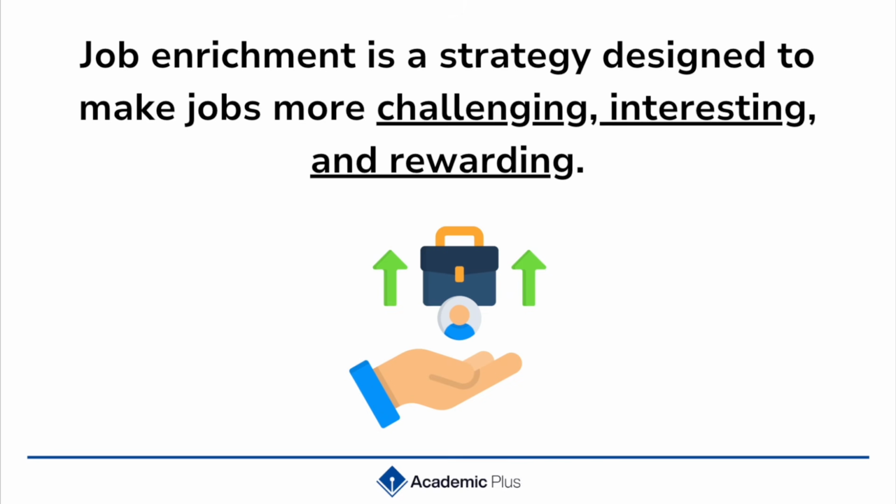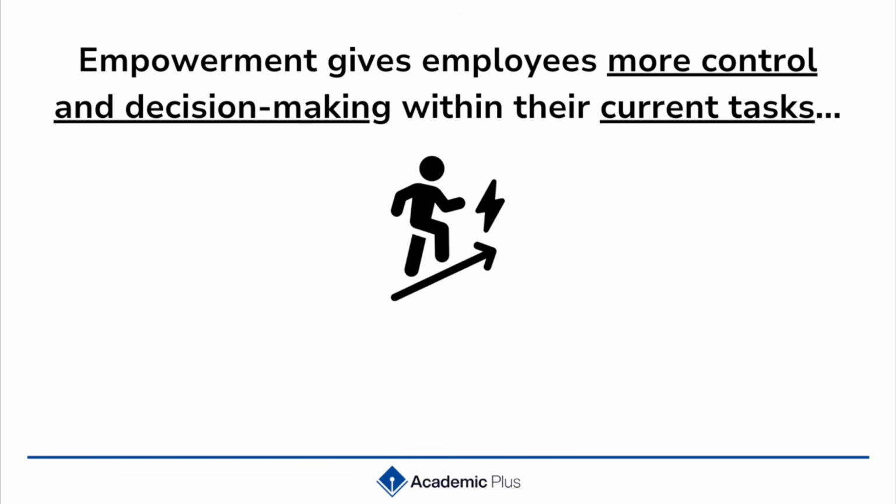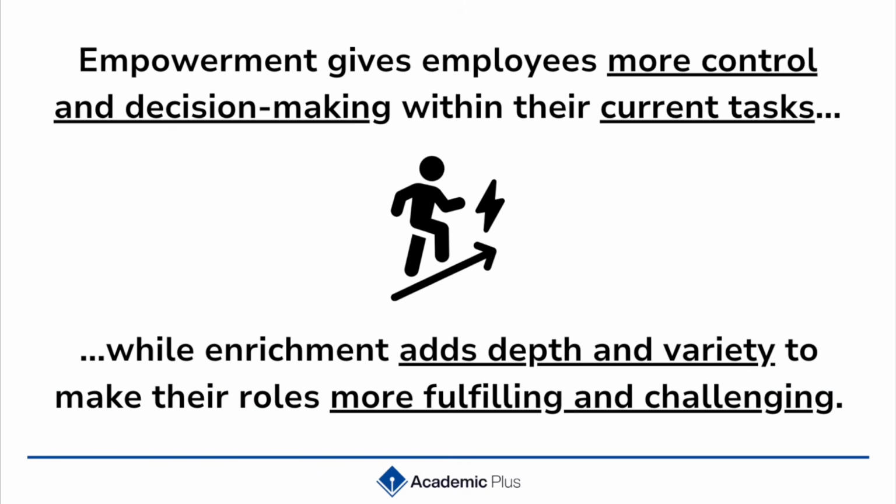When I read students' answers, they typically get job enrichment and job empowerment mixed up with one another because they are fairly similar, but there is a key distinction. Empowerment gives employees more control and decision making within their current tasks, whilst enrichment adds depth and variety to make their roles more fulfilling and more challenging. So job enrichment can involve giving employees more autonomy, but it does so as part of a broader approach to make their work more meaningful. Empowerment is about autonomy alone, whilst enrichment is about autonomy plus added complexity, plus growth opportunities, plus more meaningfulness in the work itself.